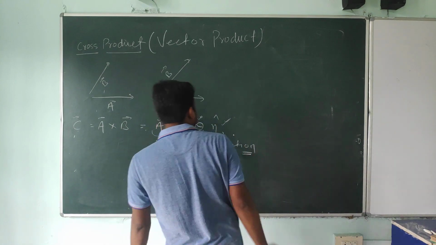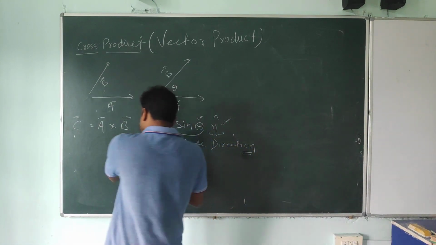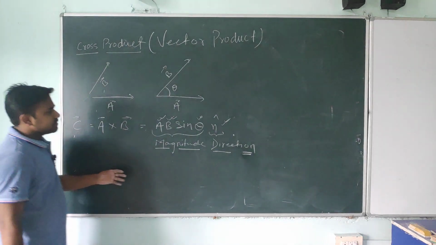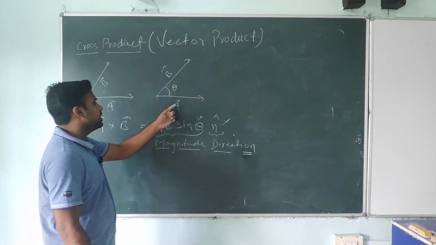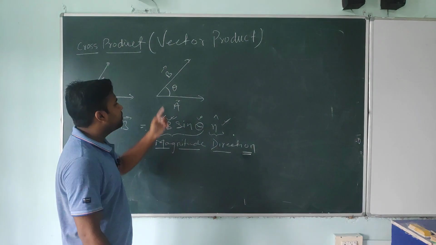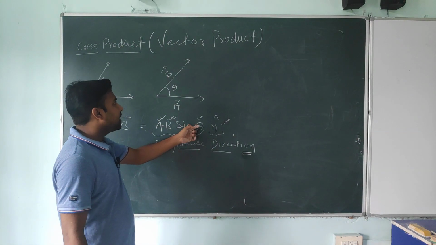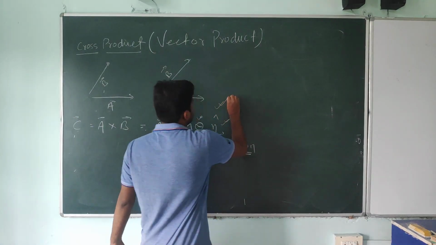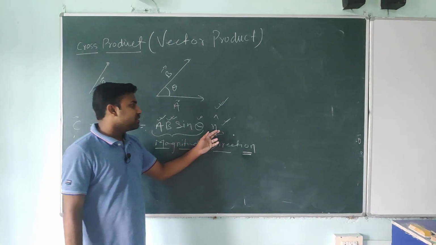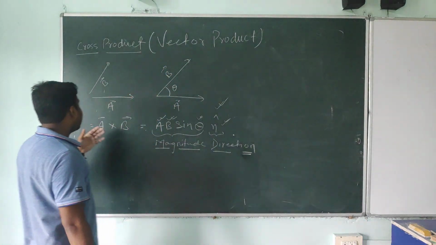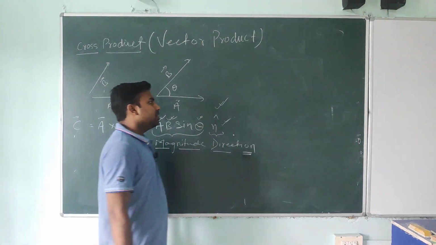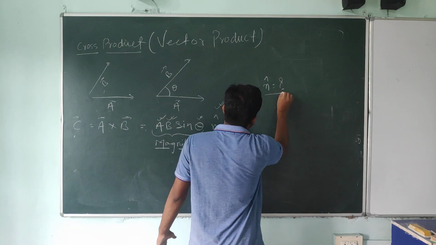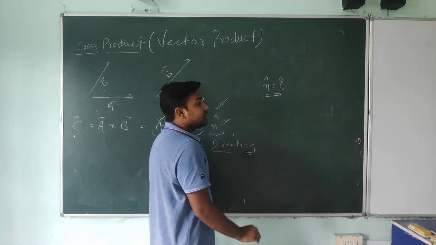Okay students, so now this one is the magnitude and direction. Now what we are discussing: A is the magnitude of the A vector, B is the magnitude of the B vector, theta is the angle between these two vectors, and n is the direction of this product. We were discussing n, sorry. And how do we calculate this n cap? Our funda now is how to calculate the n cap using the right hand rule.